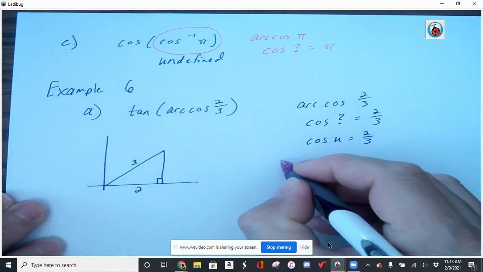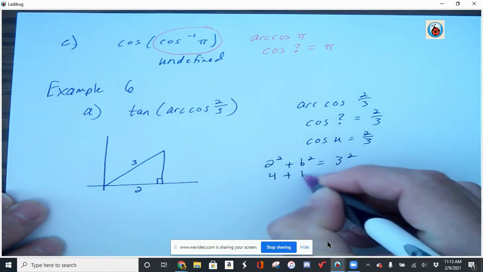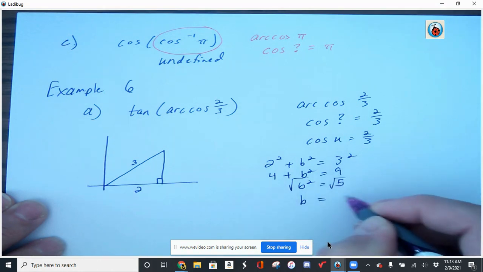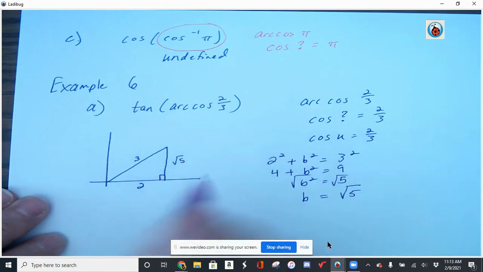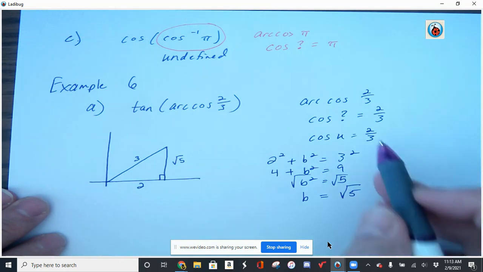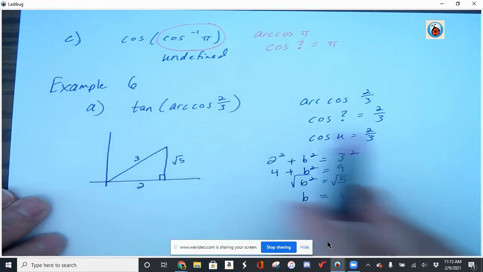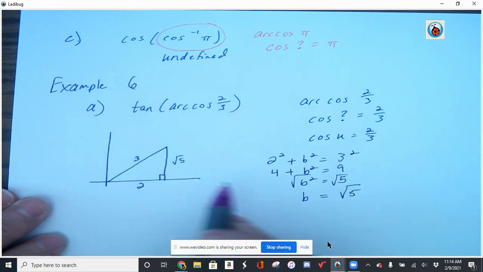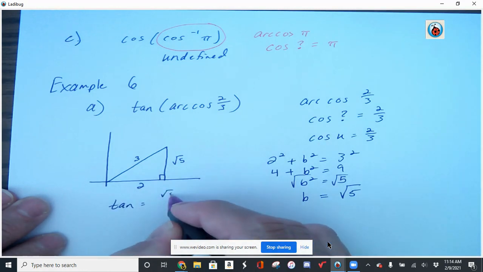Let's use the Pythagorean theorem. So a squared plus b squared is equal to c squared. That's going to be a 4. We get 9. Let's subtract 4 from both sides. We get 5, and then square root. I am leaving that as a simplified radical. Okay, so I can go ahead and take a step further now. I don't know what the angle is, but I do know the arc cosine is 2/3. Now the next thing I'm going to do is find the tangent using these values here. So the tangent is going to be opposite over adjacent.